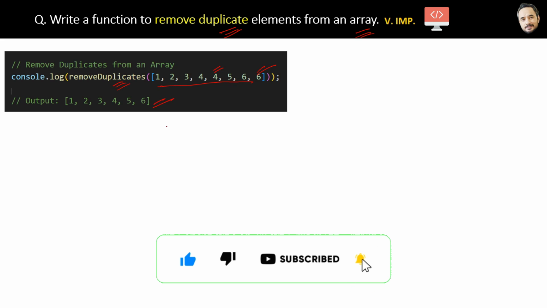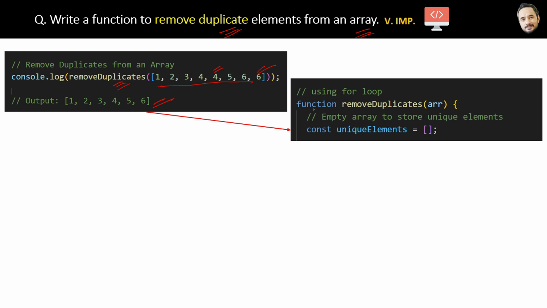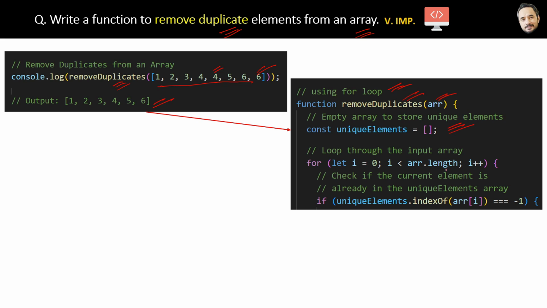And I will show you two ways of doing this. First is the traditional way of using the for loop, and you will pass the array as the parameter in the function for this first, and then create one empty array, uniqueElements, to store the unique elements. Okay, then you will loop through all the existing elements of the parameter array one by one.